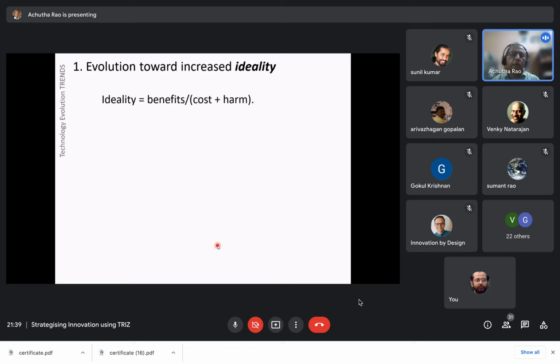So ideality is equal to measurable benefit divided by cost and harm, which I hope everybody takes as perceived value. Cost is all input costs. Harm is all undesired outputs. These undesired outputs exist in the design of a product or a system because of the way we have designed it. So we must recognize this. Our aim should be that this goes towards zero. That's ideality, right?